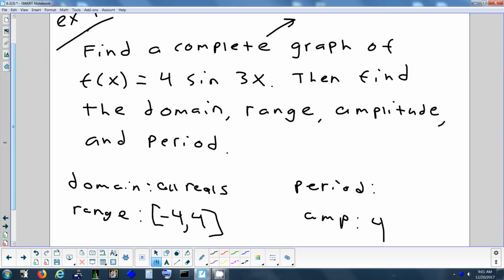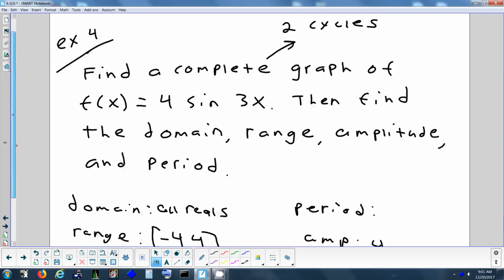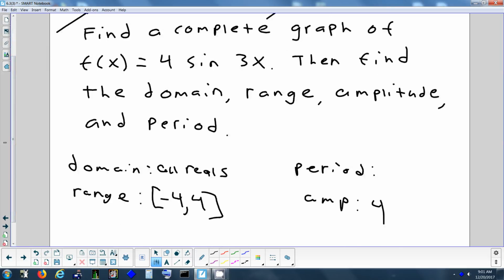And how about the period? This is important because if I want to see 2 cycles on the screen, you have to know how long 1 cycle is, and then you can double it to get 2. So how long is one period of this graph? Remember yesterday, there's a formula to calculate the period. Would it be 2/3 pi? Yeah, 2/3 pi, 2 pi over 3, same thing.